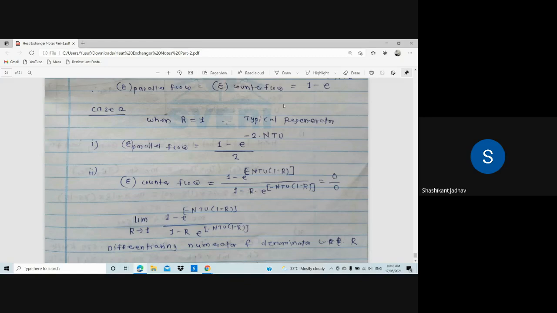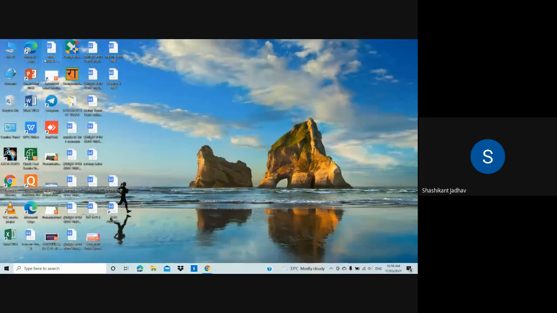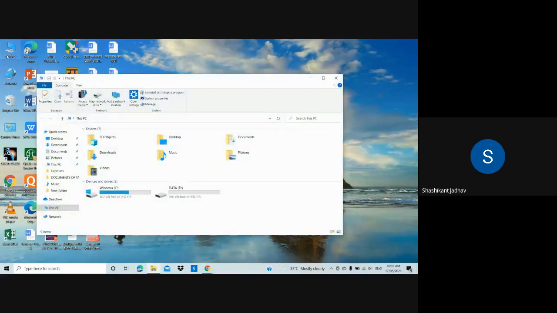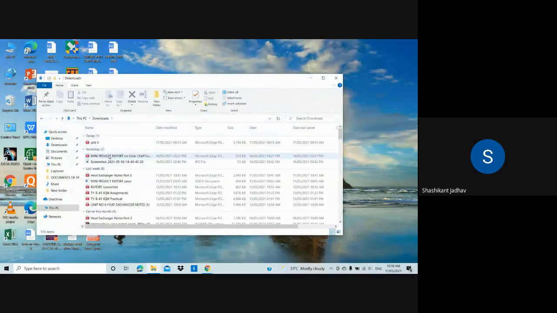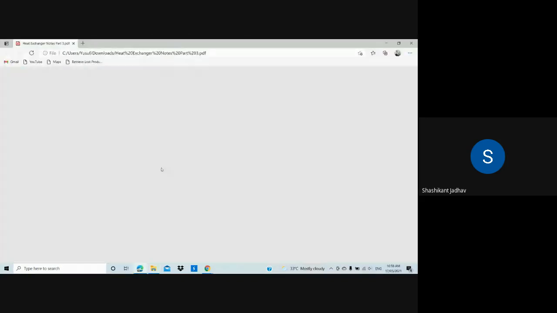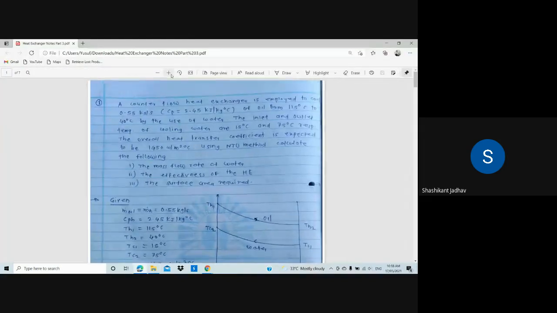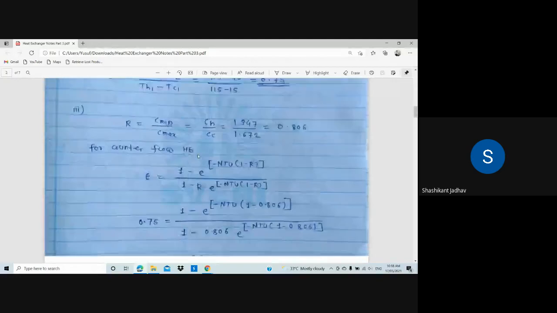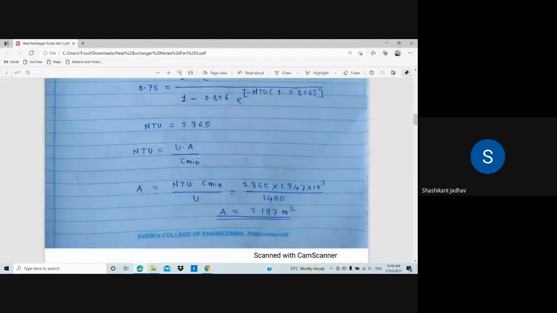Okay. After that, we have solved some problems related to the effectiveness and NTU method. In that, we have calculated the m dot C. Then we have calculated the value of effectiveness. Then we have calculated the value of NTU, and from that NTU we have calculated the value of area. Okay. So this is the first problem.